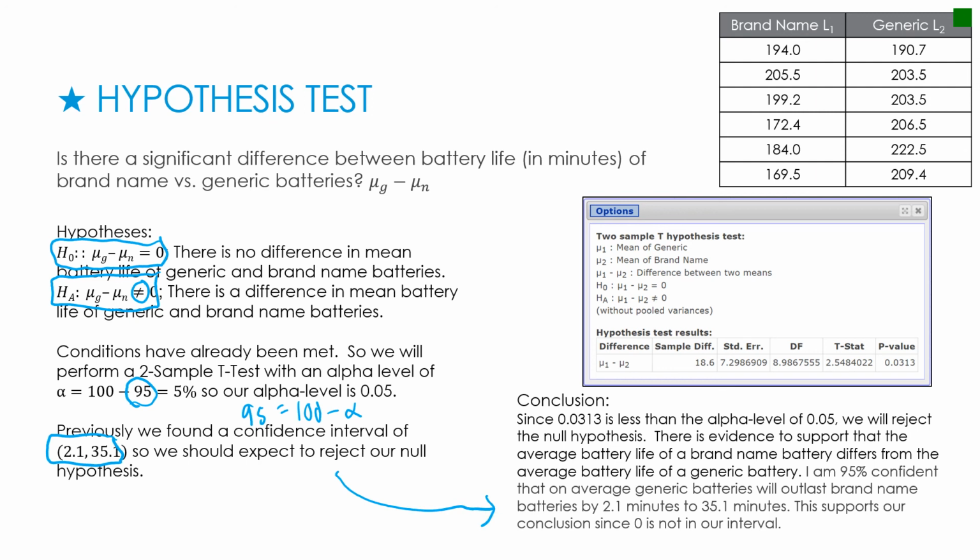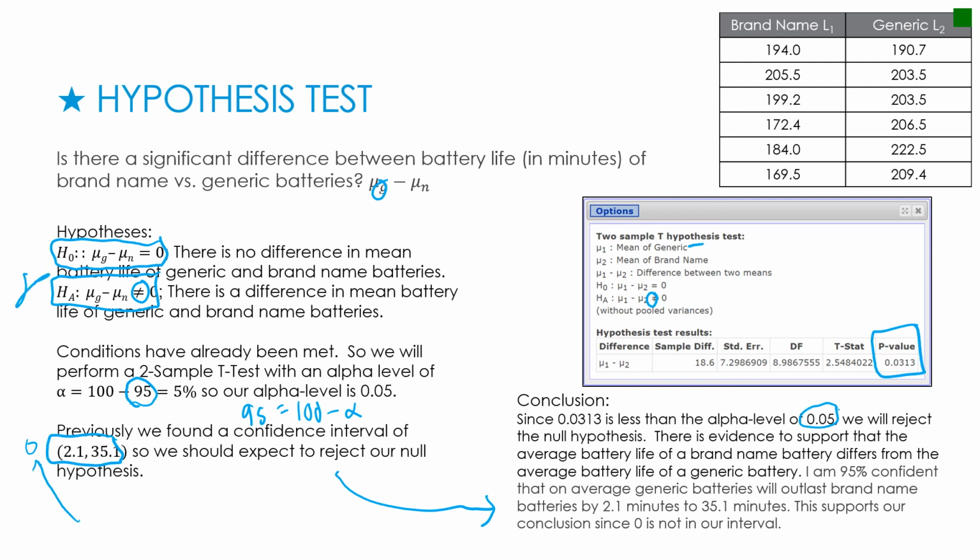In StatCrunch, I simply chose the correct columns of brand name and generic, and I made sure to put generic first because they told me to. And I used my correct not equal to and found my p-value of 0.0313. And again, knowing that 0 was not in this interval, because 0 would be over here somewhere, I would have already known that I should reject the null, but I'm going to go ahead and do the test anyway, of course. So since 0.0313 is less than the alpha of 5%, we reject the null hypothesis.